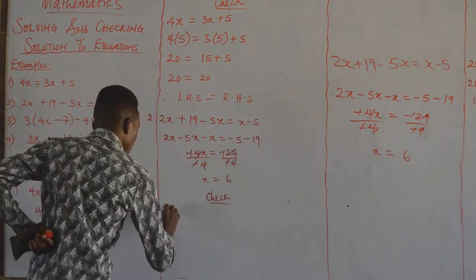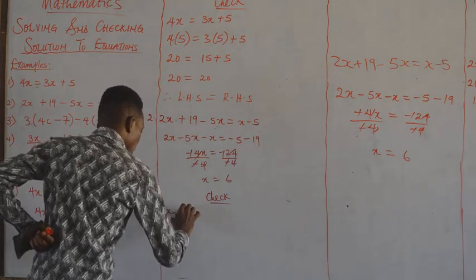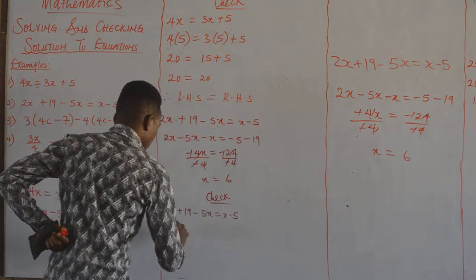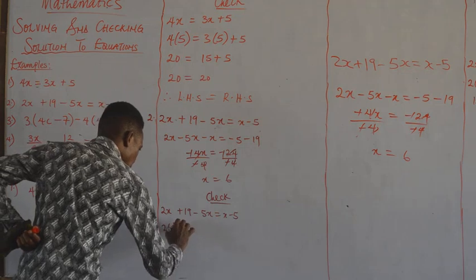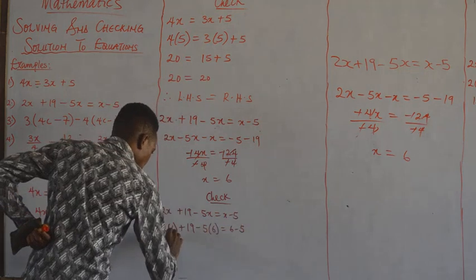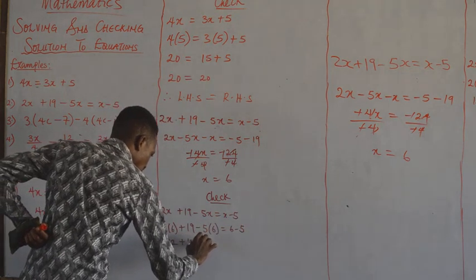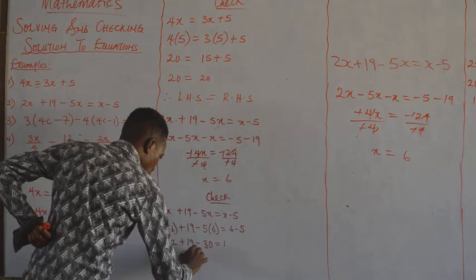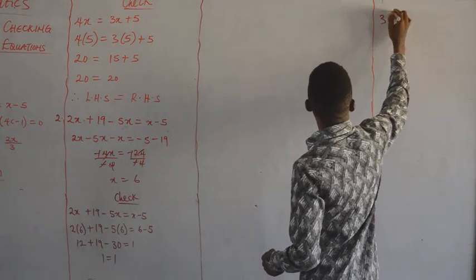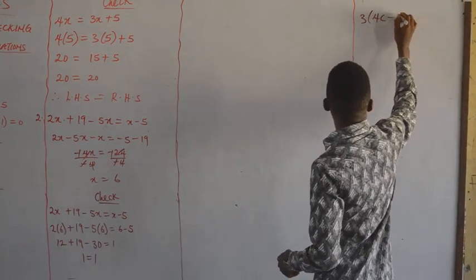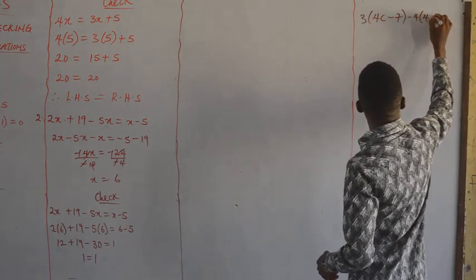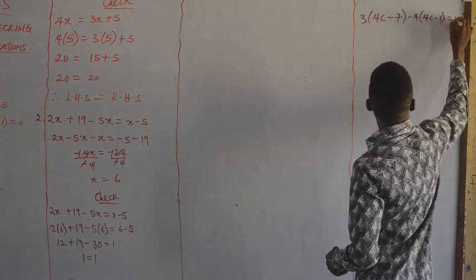we write the original question, which is 2x plus 19 minus 5x equals x minus 5. So this is 2 into bracket 6 plus 19 minus 5 into bracket 6 equals 6 minus 5. 12 plus 19 minus 30 equals 1. 1 equals 1. So for the next question, we have 3 into bracket 4c minus 7, then minus 4 into bracket 4c minus 1, everything equals 0.